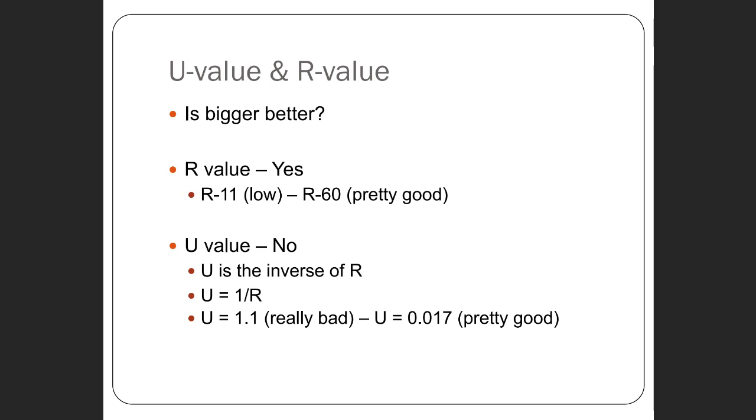So wall insulation is typically rated in R values. Things like windows and doors are generally rated in U. So U is the inverse of R, so we want U to be a smaller number. In the case of a U value, smaller is better.